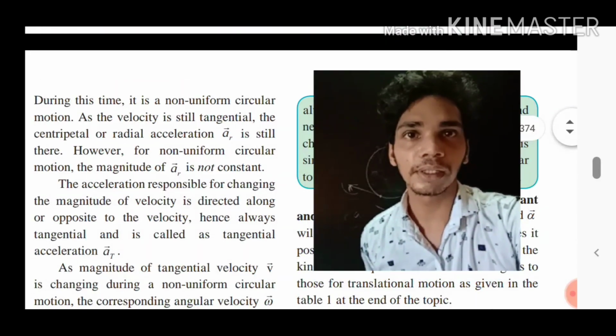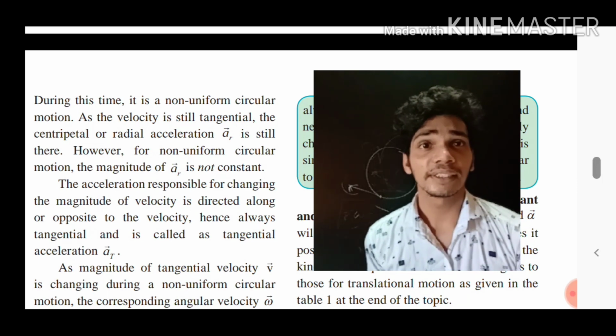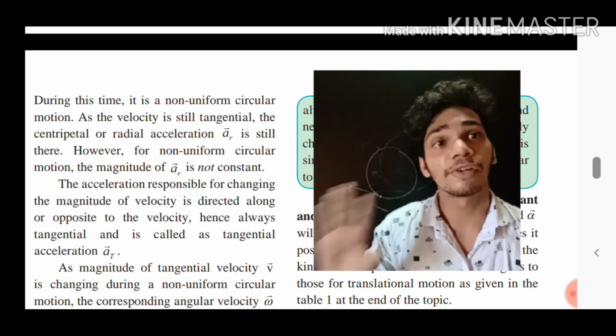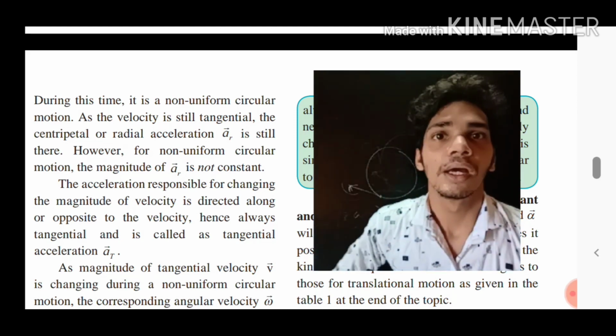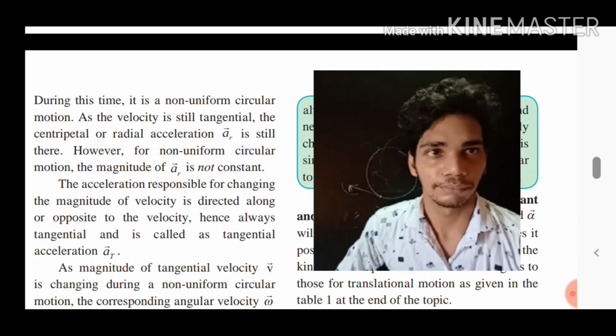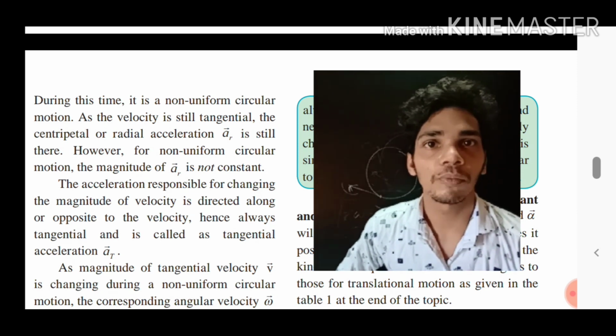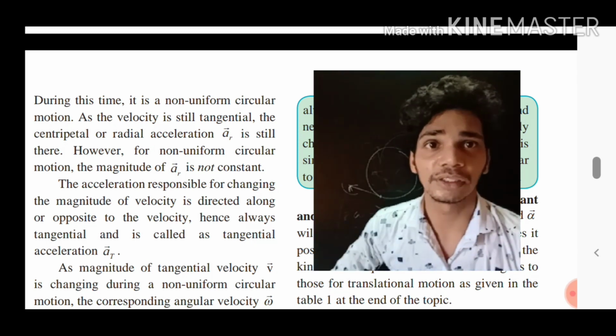Let's move to the further things. During this time, it is a non-uniform circular motion, as the velocity is still tangential. Non-uniform means the speed changes. The centripetal or radial acceleration is still there. However, for non-uniform circular motion, the magnitude of the acceleration is not constant.